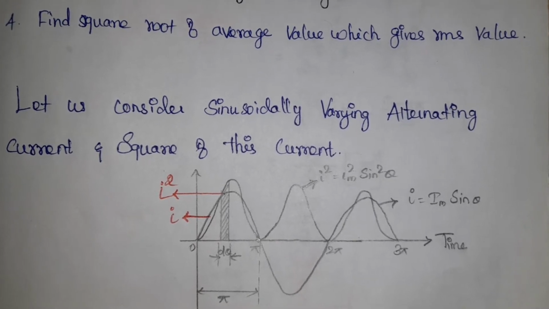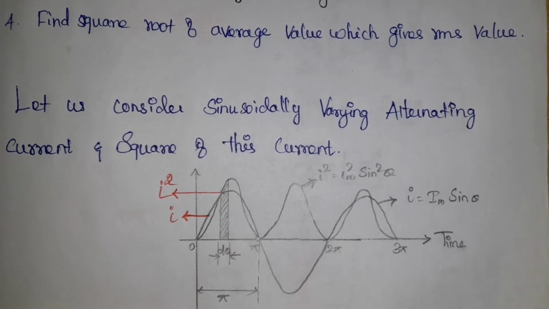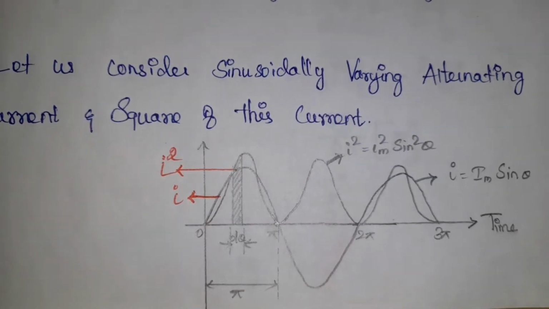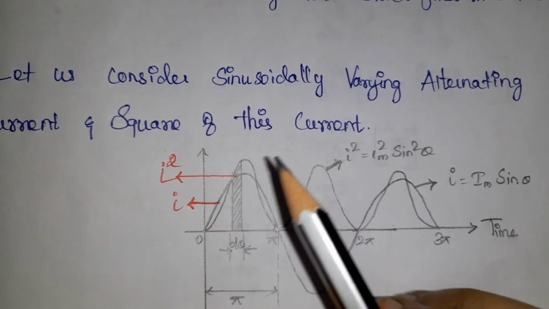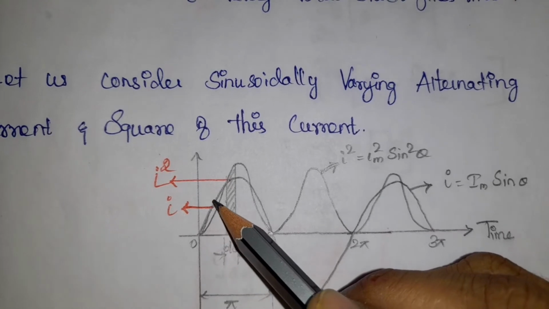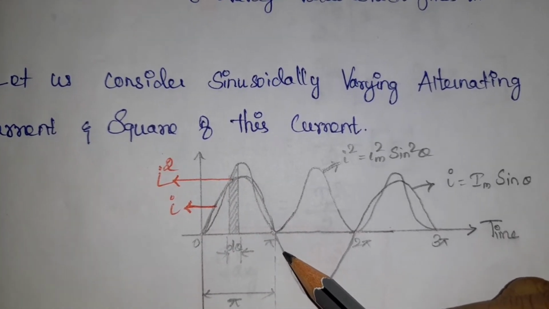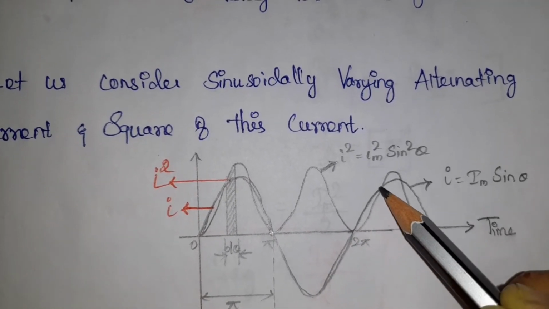Let us consider a sinusoidally varying alternating current and the square of this current. In this waveform, there are two different sine waveforms. One cycle is a complete cycle. So I is equal to Im sin theta. In this waveform, 0 to pi is one positive cycle, and again pi to 2 pi, the negative cycle will be there. This is the total cycle, the normal I value, I is equal to Im sin theta.